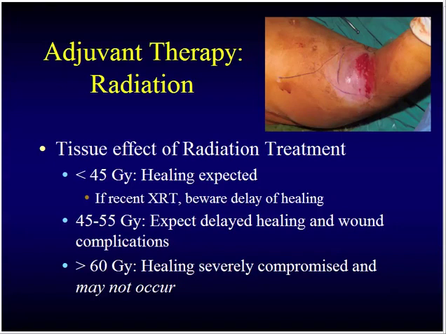If you give somebody 45 gray or less, you're going to expect healing. And if it was recent, prior to surgery, you got to give them a couple weeks off from the radiation before you operate on them, because the wounds will be all inflamed and they fall apart. And there's almost always delayed healing after preoperative radiation. As a matter of fact, the complication rate's about 20%. It's pretty high. Sometimes you still do it, but it's pretty high. If they get between 45 and 55 gray, you'll expect delayed healing and wound complications, but they probably will still heal. If the person's had 60 gray, they're severely compromised and the wounds may not heal.